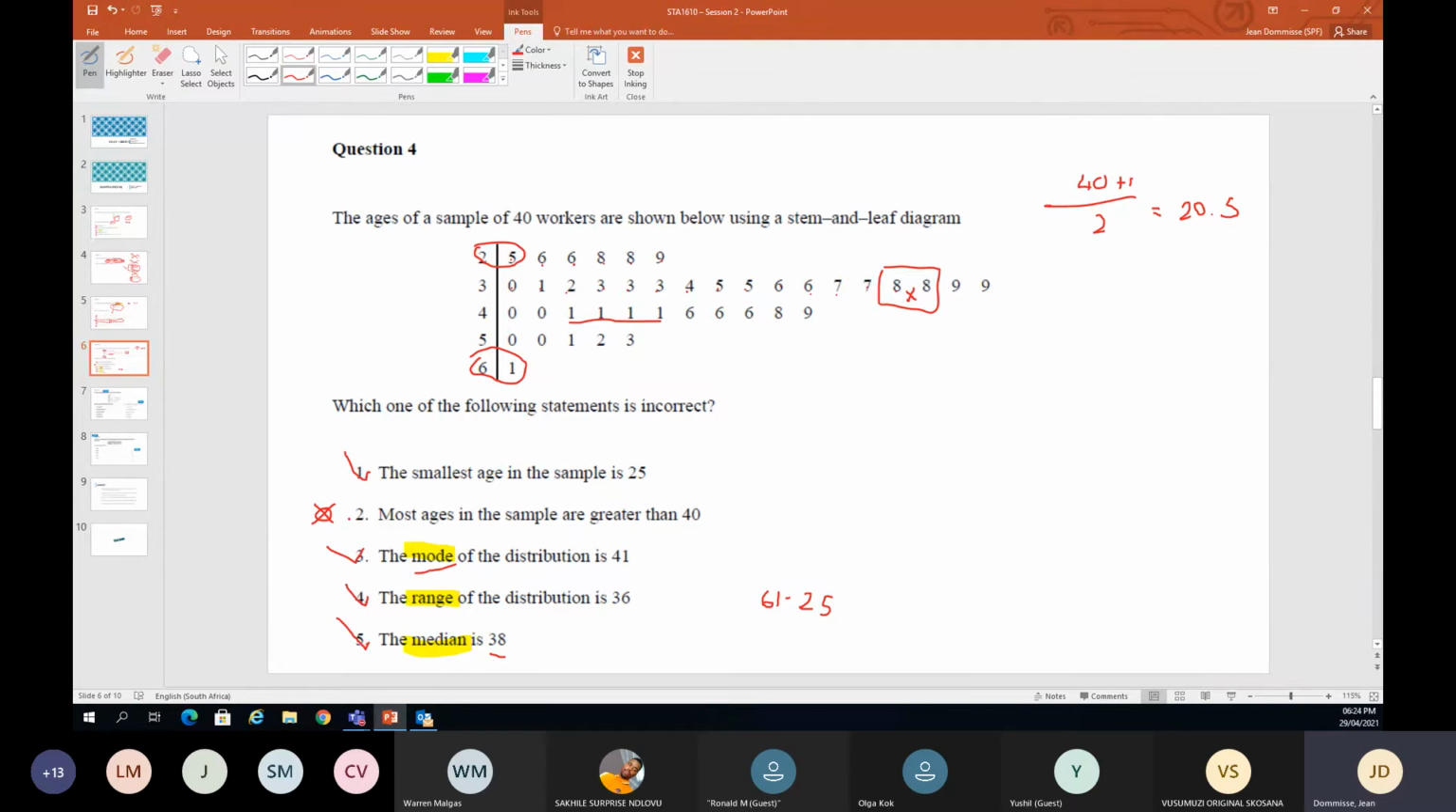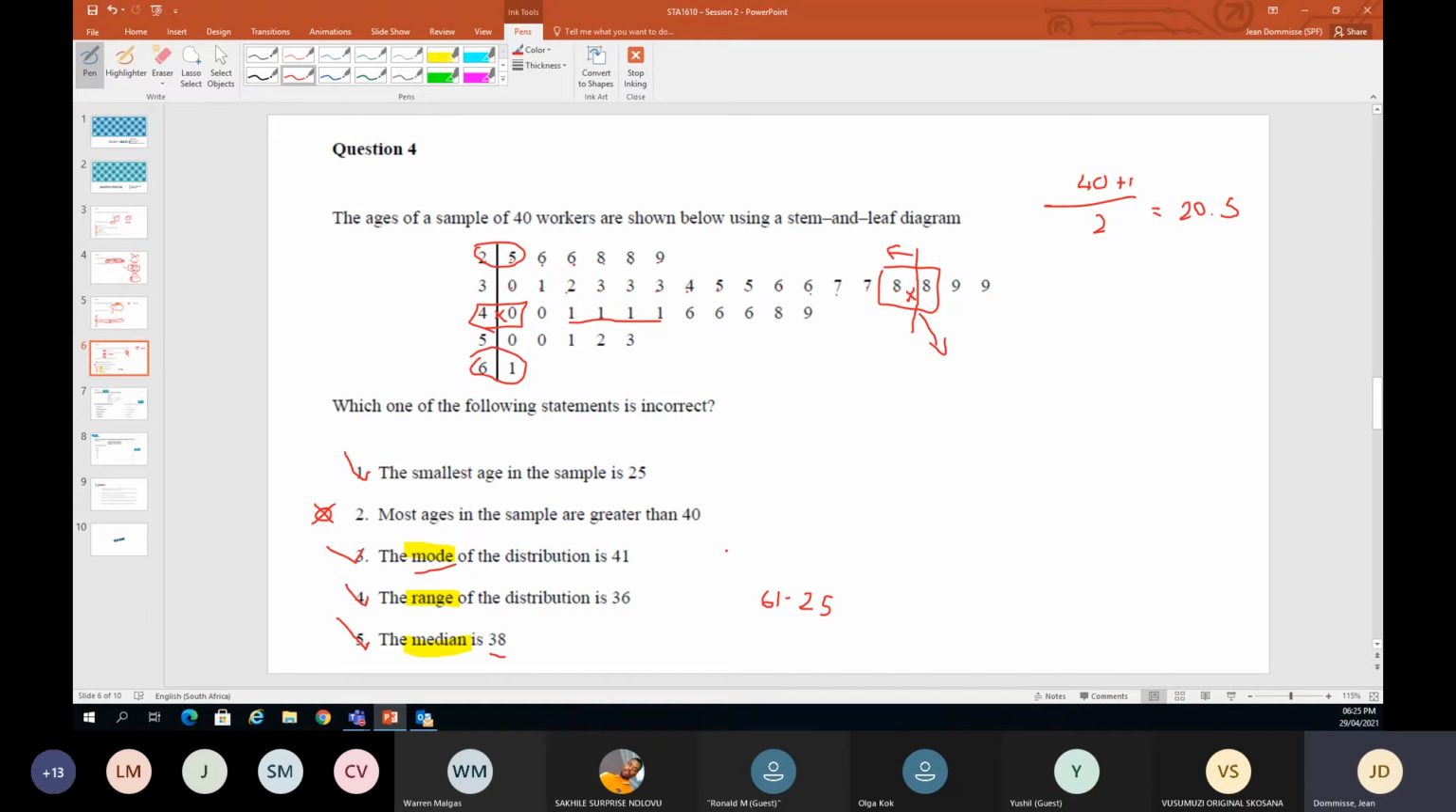Okay, so option 2 is the wrong one. And why is option 2 wrong? Because the median is 58, to this side of 58 lies 50% of the values, because that's the middle, and to that side lies the other 50%. So most ages in the sample are greater than 40? No, it should be most ages in the sample are 58 and more. So 40 is still part of that lower component. So that is also why option 2 is wrong.